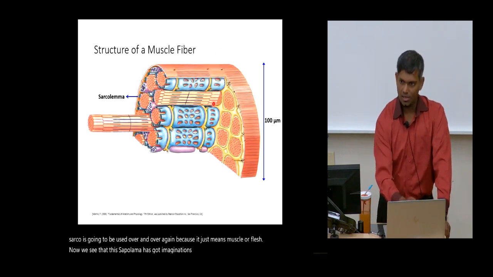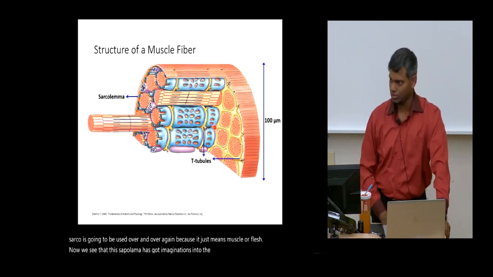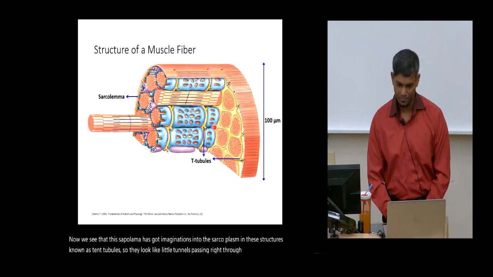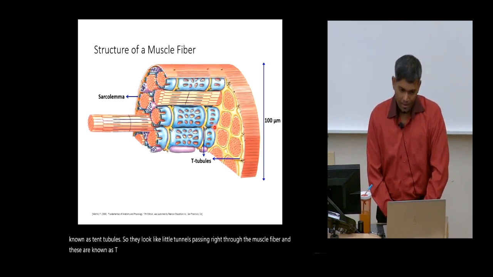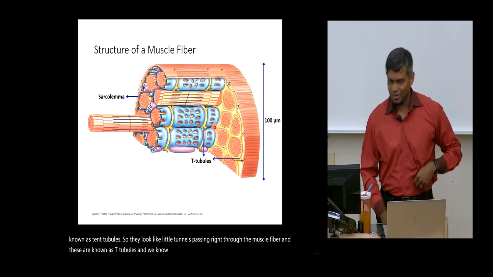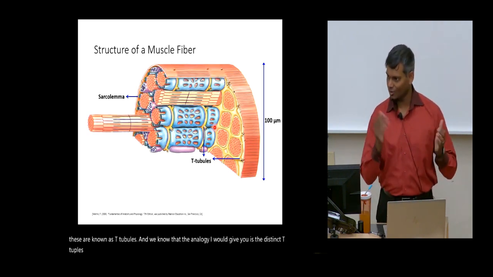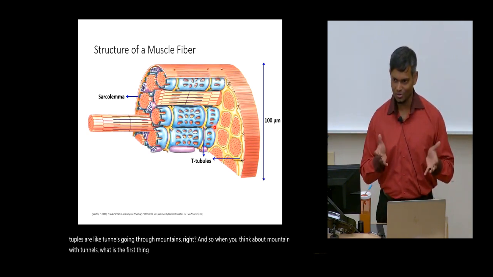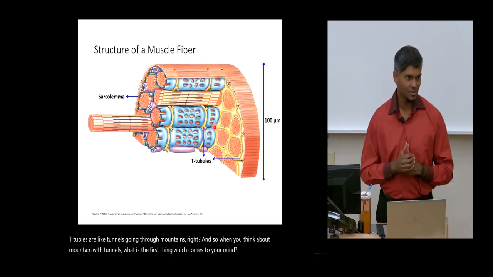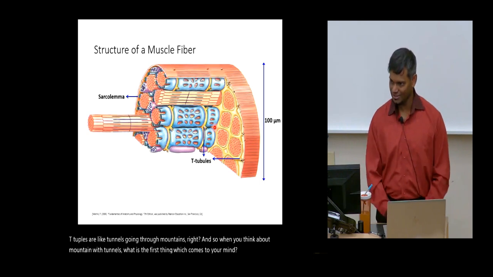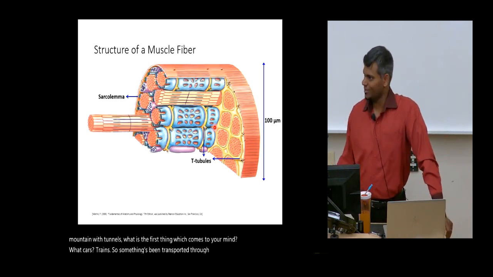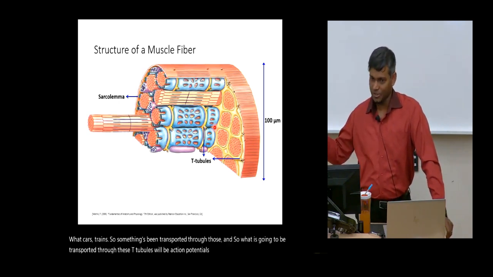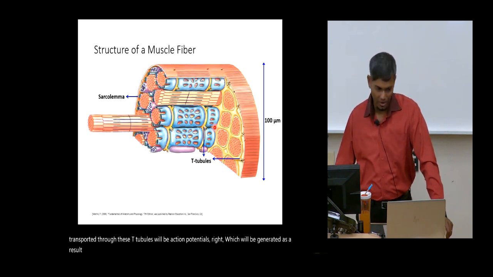Now we see that this sarcolemma has got invaginations into the sarcoplasm in these structures known as T-tubules. So they look like little tunnels passing right through the muscle fiber, and these are known as T-tubules. The analogy I would give you is that these T-tubules are like tunnels going through mountains, right? And so when you think about a mountain with tunnels, what is the first thing which comes to your mind? What goes through those tunnels? What? Cars, trains, right? So something's being transported through those tunnels. And so what is going to be transported through these T-tubules will be action potentials, right, which will be generated as a result of signals from the brain.